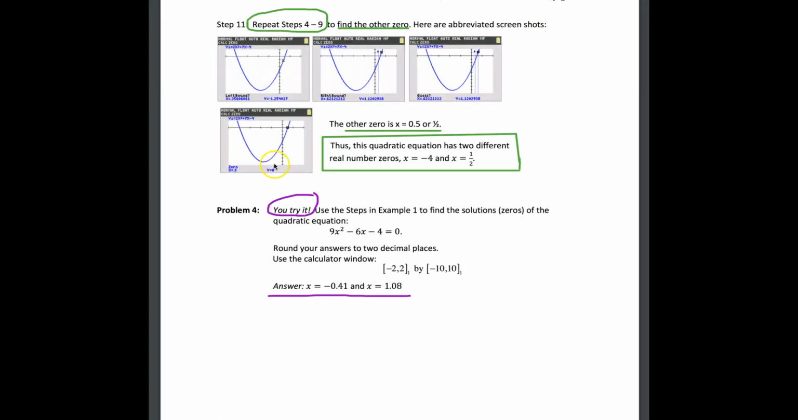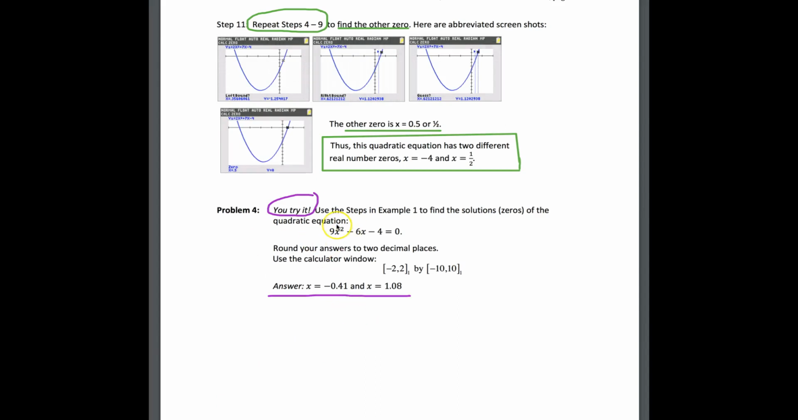And then we see that the solution is x equals 0.5. So we notice that this quadratic equation has 2 different real number zeros, x equals -4 and x equals 1/2.